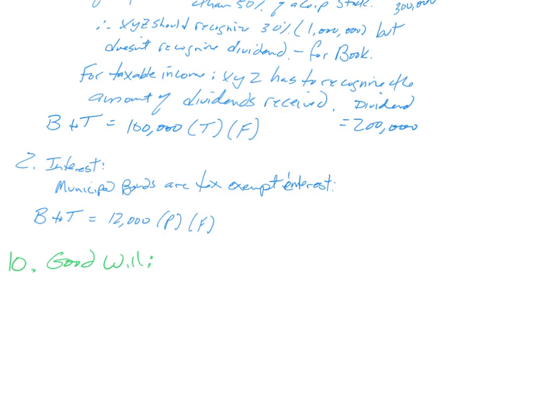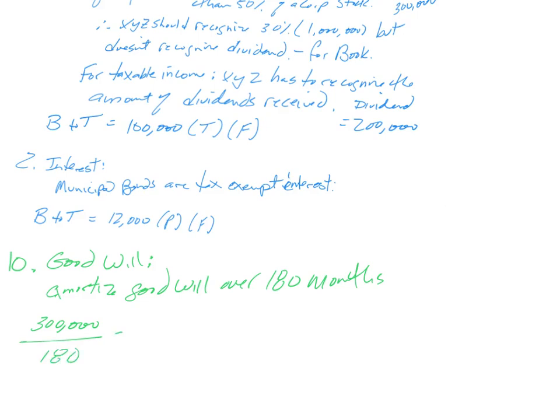All right, and what do we know about goodwill? Goodwill is amortizable over 180 months. Okay, and so what did they do? They have a $300,000 goodwill over 180 months, which allows them to amortize it, and that gives us $1,666.67.